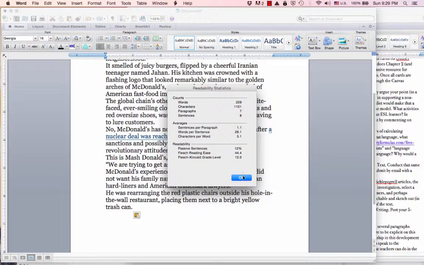So there you have it. This should hopefully get you started with at least coming up with readability statistics, and you just need to spend some time figuring out how to interpret them in general, and then figuring out how to interpret them in light of a second language learner's competence. Okay.